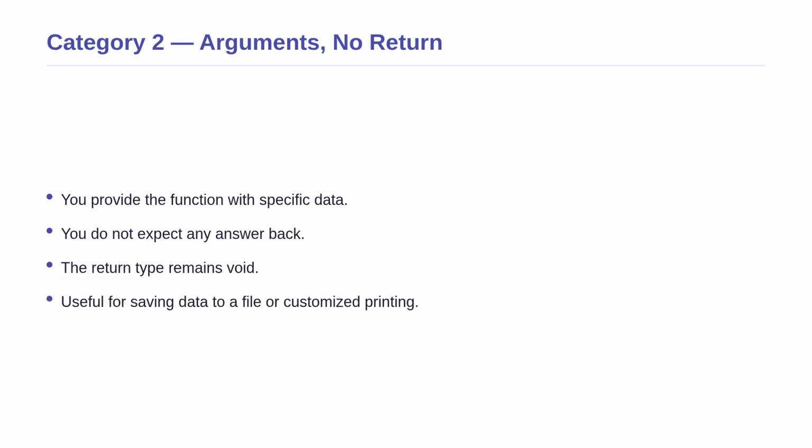Moving on, the second category consists of functions that take arguments but have no return values. Here, you provide the function with specific data to process, but you do not expect any mathematical answer back. Think of it like giving a painter a specific bucket of paint. You provide the color, they do the work on the canvas, but they do not hand you anything back. Because there is no return value, the return type remains void. This category is great for functions that save data to a file or display customized output based on user input.